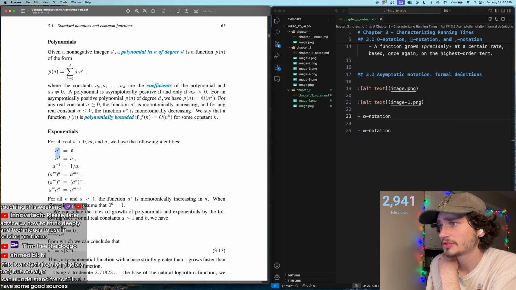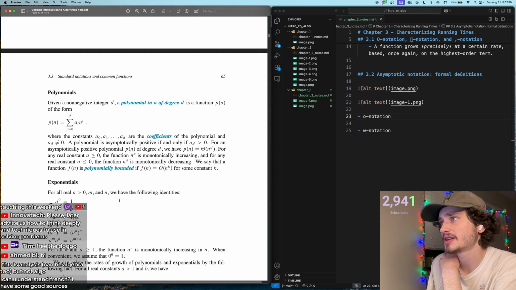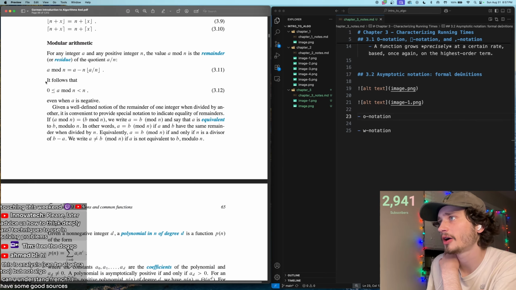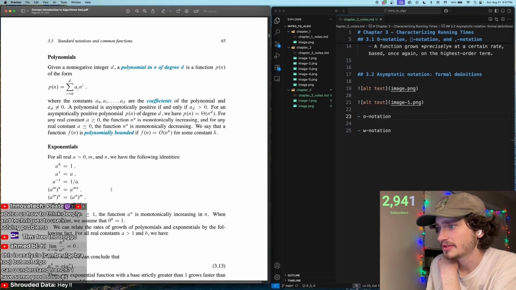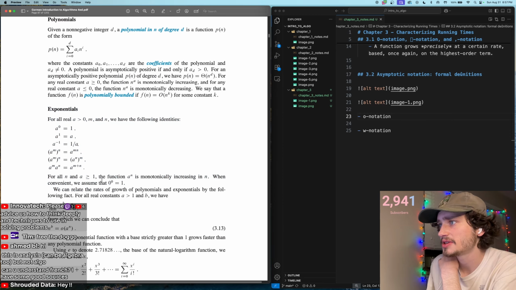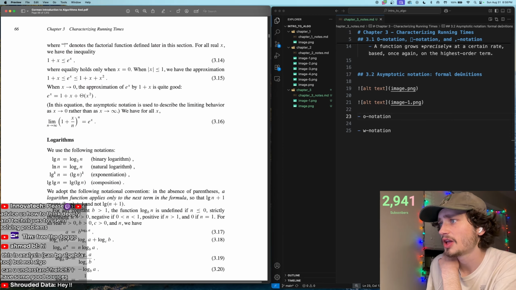A to the power of 0 is equal to 1, a to the power of 1 equals a. So it's giving some exponential identities. It's just giving us some basic math properties to help pair with our algorithm analysis. Some exponential properties here, polynomial properties, and some logarithmic properties.